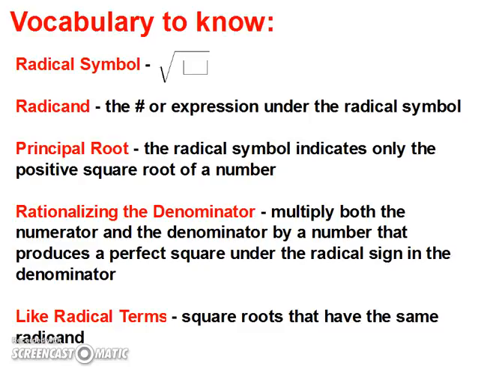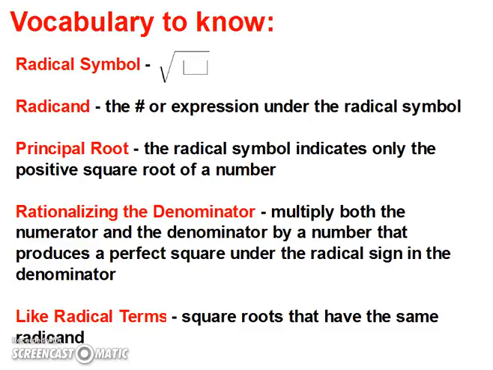The radical symbol is basically your square root symbol. The radicand is the number or expression under the radical symbol. So it's no longer just going to be the number 49. You might have an expression under there. The principal root is the radical symbol. The radical symbol indicates only the positive square root of a number.